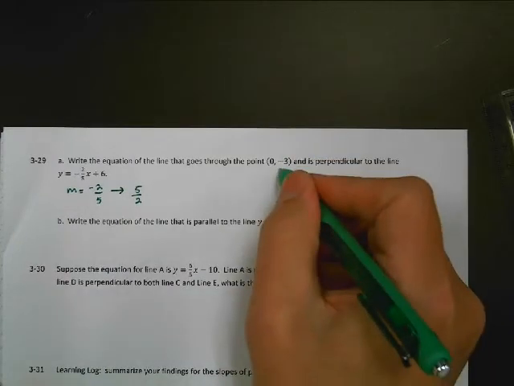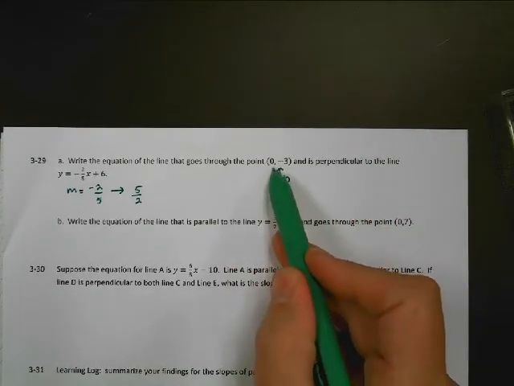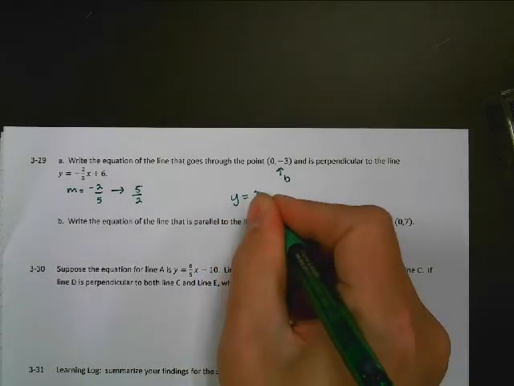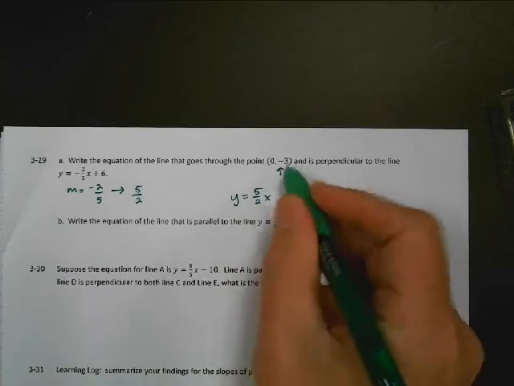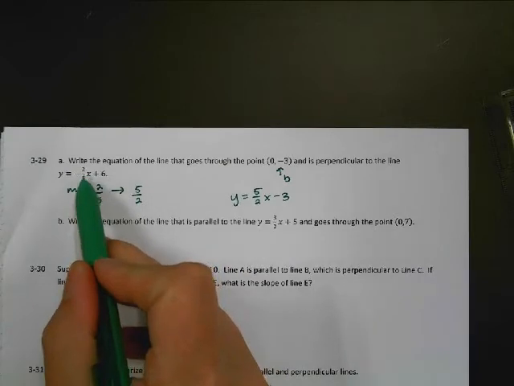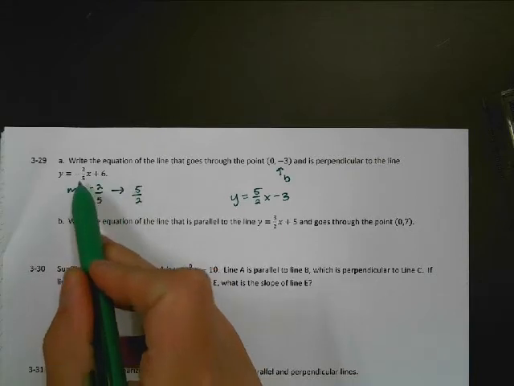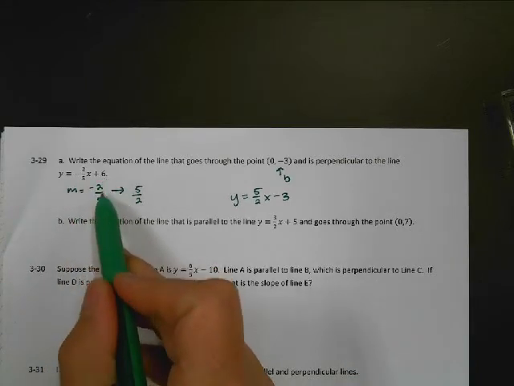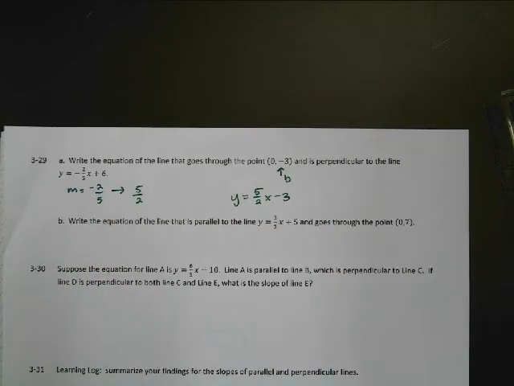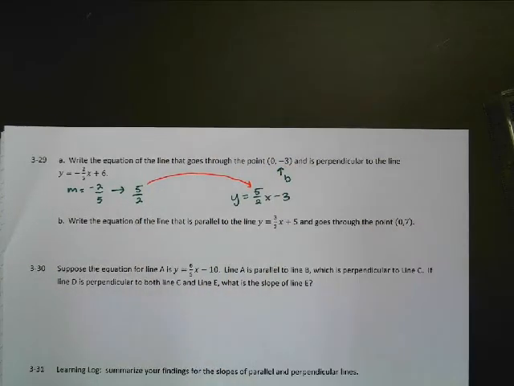They were nice enough to give us the b value, because remember when x is 0, that's the y-intercept. So our equation for this line would be y equals 5/2 x minus 3. From this line here, the only thing we used was its slope. We don't care about its y-intercept. That doesn't help us. Perpendicular means opposite reciprocal slopes, has nothing to do with the y-intercept. So we just did the opposite reciprocal. That told us that our slope must be 5/2, and then they gave us the y-intercept.